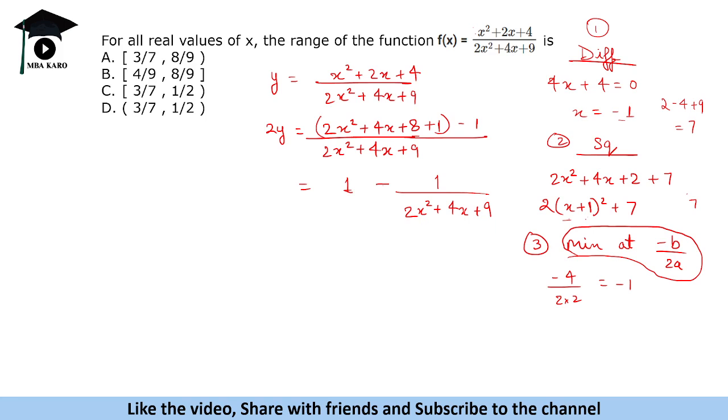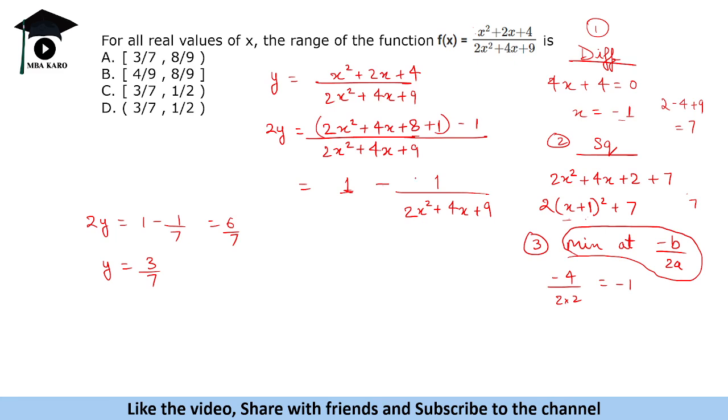So when this is minimum, 2y is equal to 1 minus 1 by 7. So we get 6 by 7. So we get y is equal to 3 by 7. Now when this is minimum, we are subtracting from 1, so this is the maximum value of y. Maximum value is 3 by 7. Okay, sorry, this is the minimum value of the denominator that we are taking.